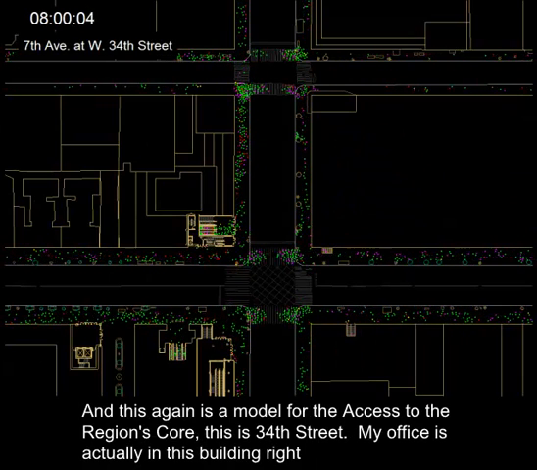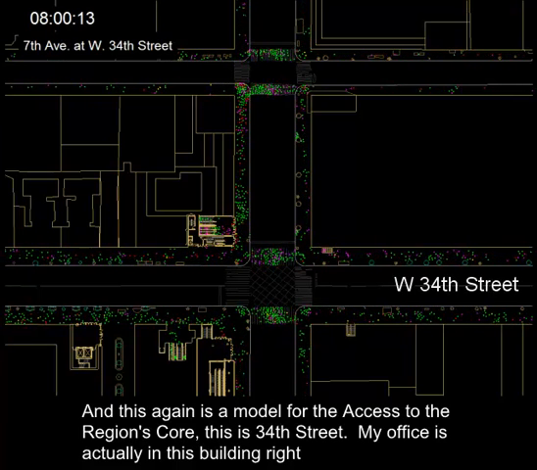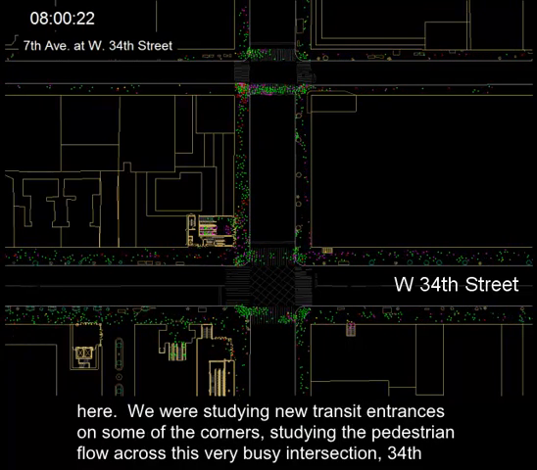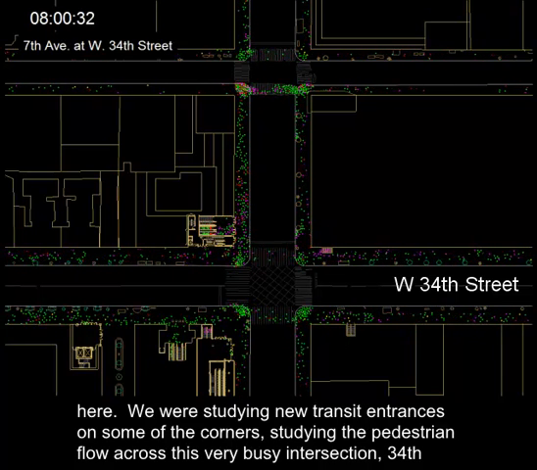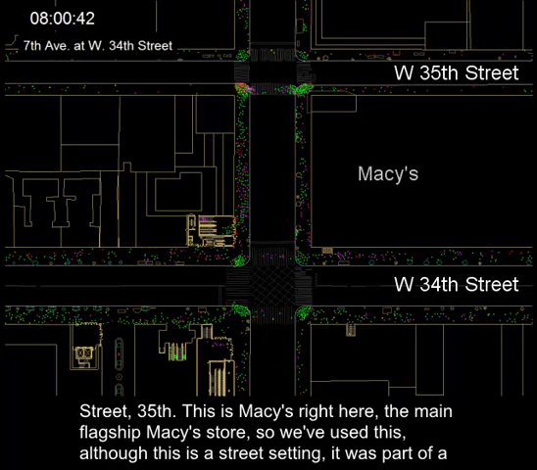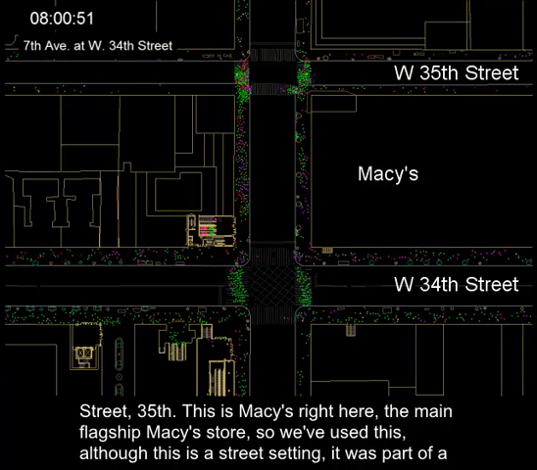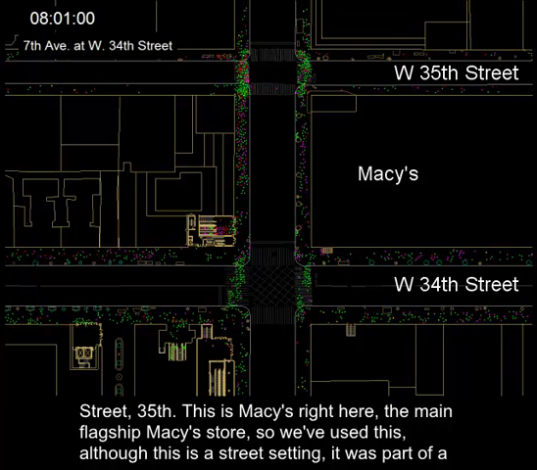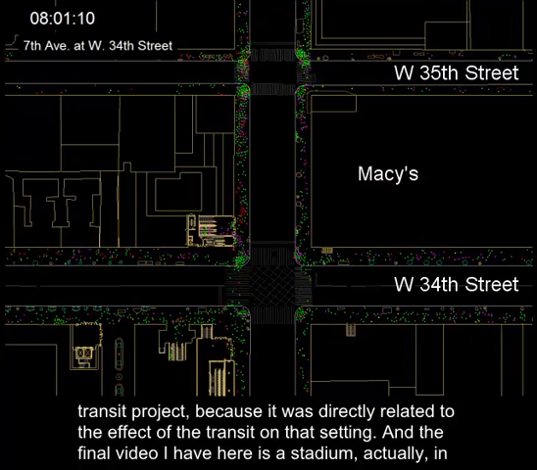And this again is a model for the Access to the Region's Core. This is 34th Street. My office actually is in this building right here. We were studying new transit entrances on some of the corners, studying the pedestrian flow across this very busy intersection, 34th Street, 35th. This is Macy's right here, the main flagship Macy's store. So we've used this. Although this is a street setting, it was part of a transit project because it was directly related to the effect of the transit on that setting.